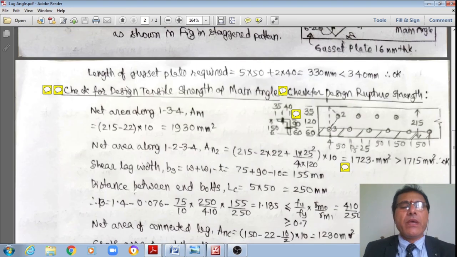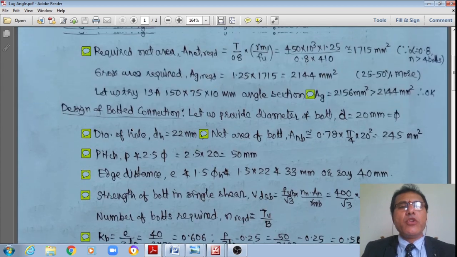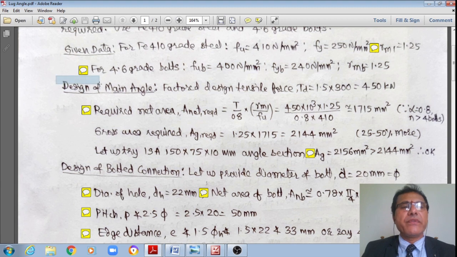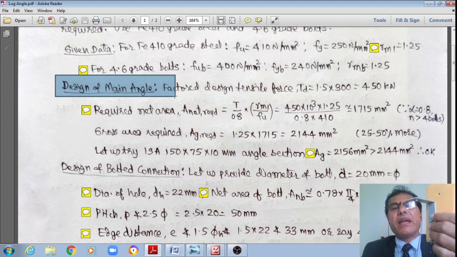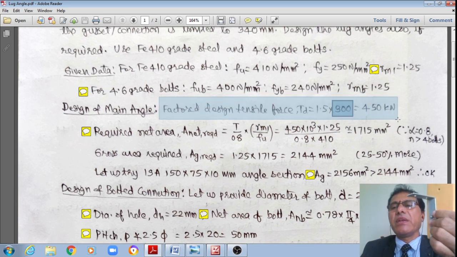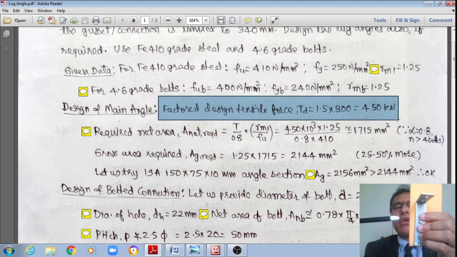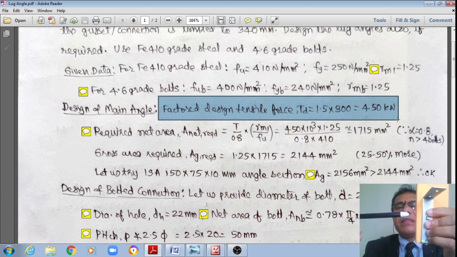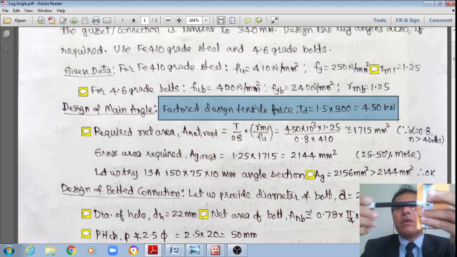Now let us see this in the form of numeric substitution. I will initiate the first subheading, the design of the main angle. What is given in the problem is the service load equal to 300 kilonewton. Therefore, the factored design tensile force is equal to 450 kilonewton, because the partial safety factor for dead load and live load is equal to 1.5. That is 1.5 multiplied by 300 kilonewton, the service load or working pull, which is equal to 300 kilonewton. Therefore, it works out to 450 kilonewton.